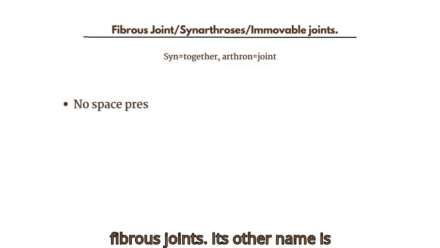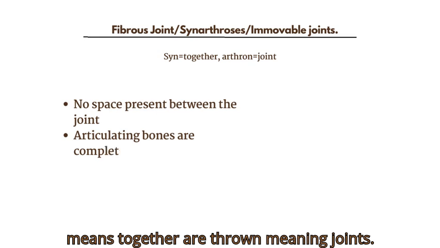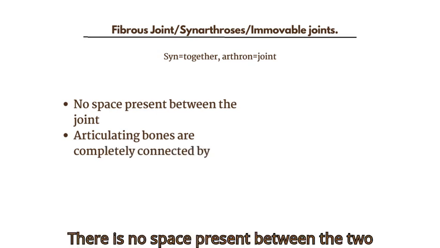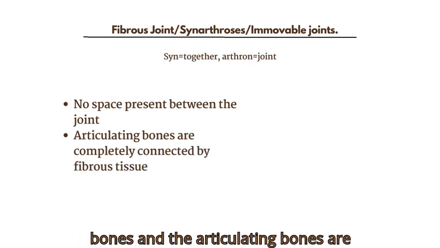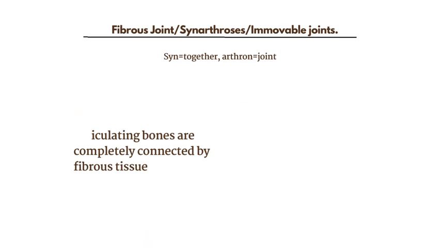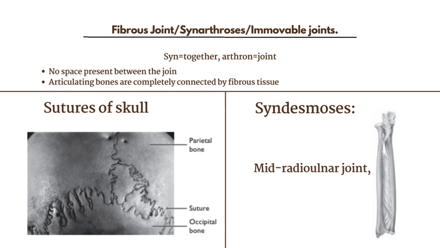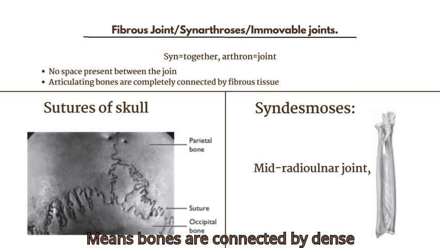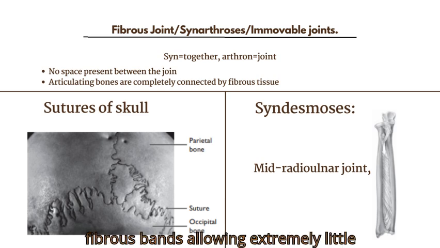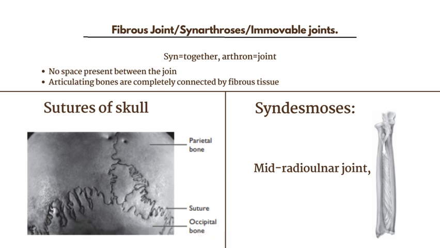Let's start with fibrous joints. Its other name is synarthrosis or immovable joint. Syn means together, arthron meaning joint. There is no space present between the two bones, and the articulating bones are completely connected by fibrous tissue. For example, sutures in the skull. Another example is syndesmosis, where bones are connected by dense fibrous bands allowing extremely little movement, like the mid-radioulnar joint.